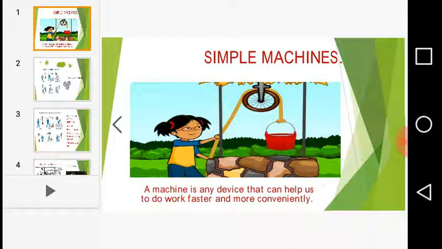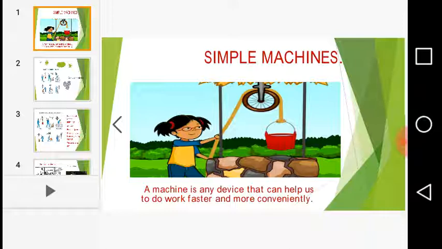Machines like broom, opener, wheelbarrow, nutcracker, claw hammer, and seesaw are referred to as simple machines, while machines like bulldozers, tractors, motorcycles, and bicycles are referred to as complex machines because they are composed of many simple machines.